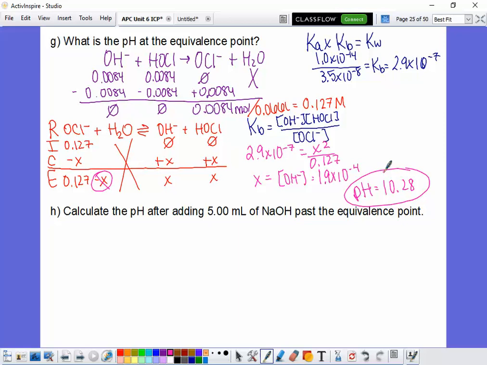Nope, only for strong acid, strong base titrations. Whenever you have a weak substance, the pH at the neutralization point isn't exactly going to be 7. Kind of like with salts: basic salts are going to have a pH greater than 7, acidic salts are going to be less than 7, and neutral salts will be exactly 7. So, a similar type of concept here.